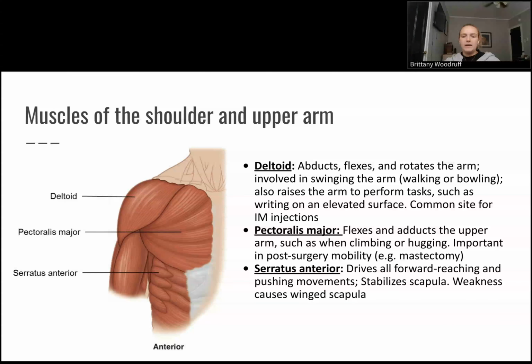And lastly, we have our serratus anterior, which I showed you guys before. It connects to your ribs, and then it wraps around to the inner side of your scapula there. Okay, and that's going to do that forward reaching motion.